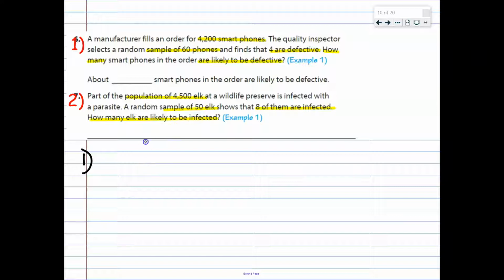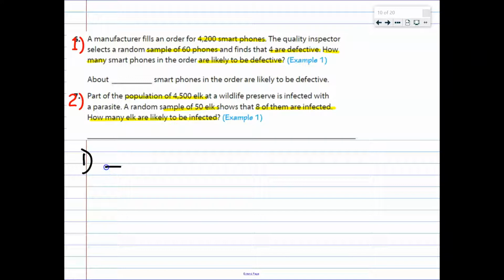Okay, so now let's take a look at number 1. It says, a manufacturer fills an order for 4,200 smartphones. Again, just write down the highlighted part. I tried to shorten it up for you. The quality inspector selects a random sample of 60 phones and finds that 4 are defective. How many smartphones in the order are likely to be defective?